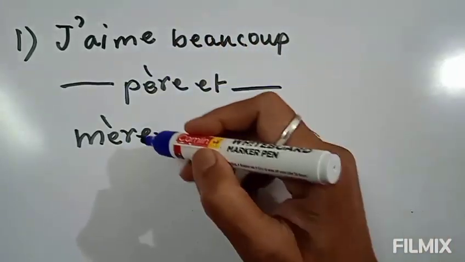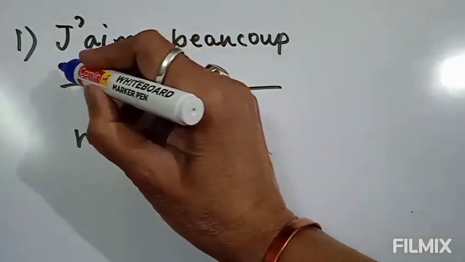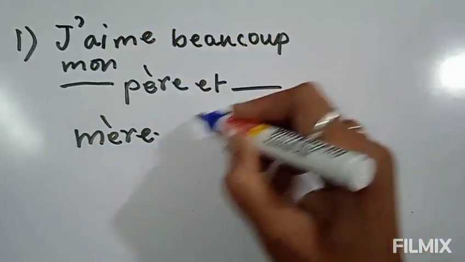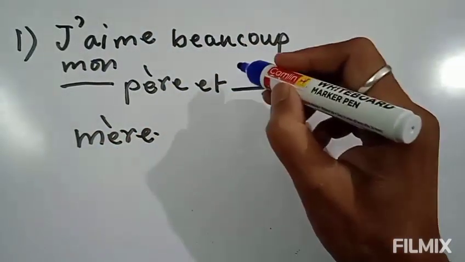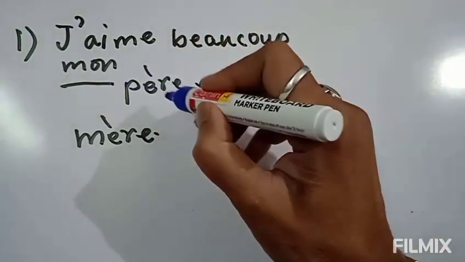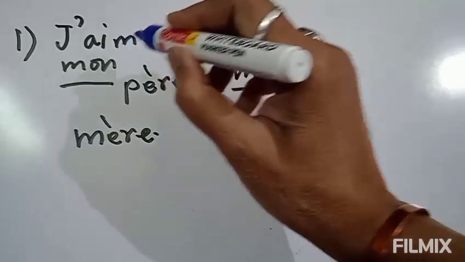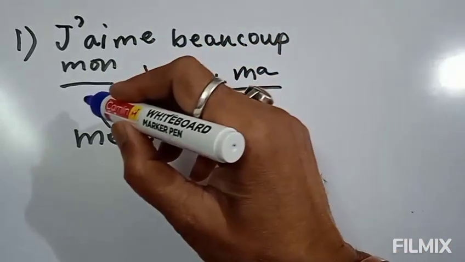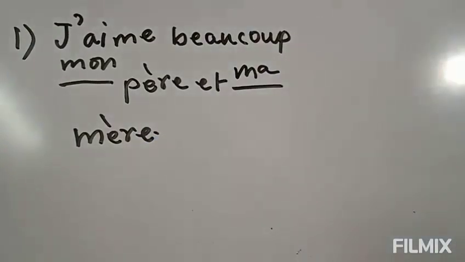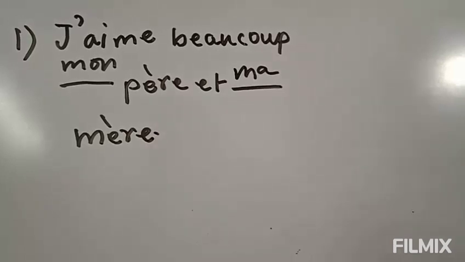My father and mother. So father is masculine, so it will be mon père. And mère is feminine, so it is ma mère. It depends on that. I like or I love very much my father and my mother. J'aime beaucoup mon père et ma mère. Is it clear? Now I am giving you the second example.